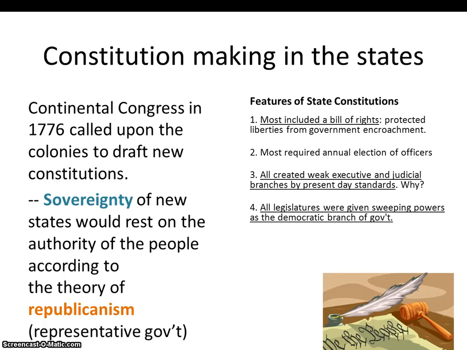All of the states had legislatures, which were given sweeping powers as the democratic branch of their state governments. People elected representatives. That's the representative form of government, or republican government. Poorer Western states tended to be disenfranchised. They were spread out, and in these new colonial legislatures, they were much better represented.